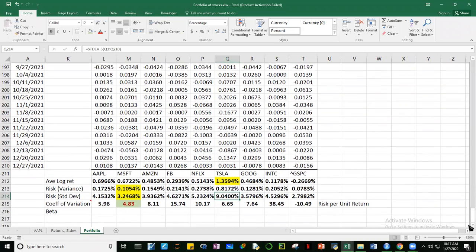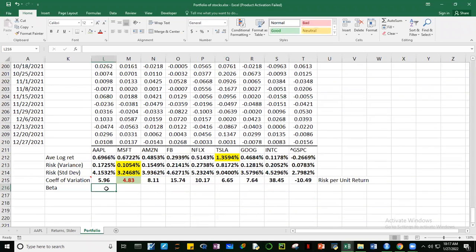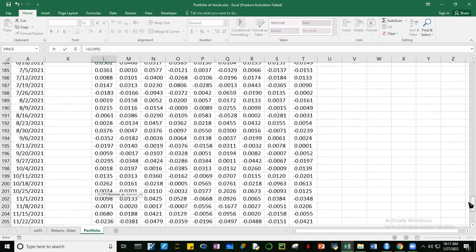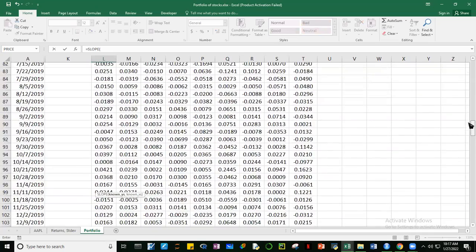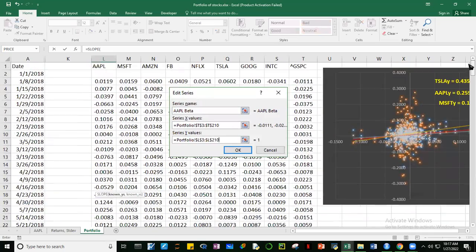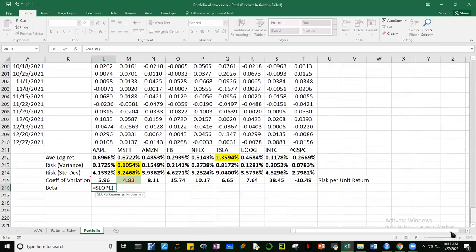Okay. So we can now compute for the beta here. Kanina ginamit natin yung plot. We can just use the slope function. Kasi yung slope ng plot ng asset natin, ng stock natin, at saka ng GSPC, that really is the measurement of beta. Kasi yun yung sensitivity ng asset natin to changes in the price of the market.